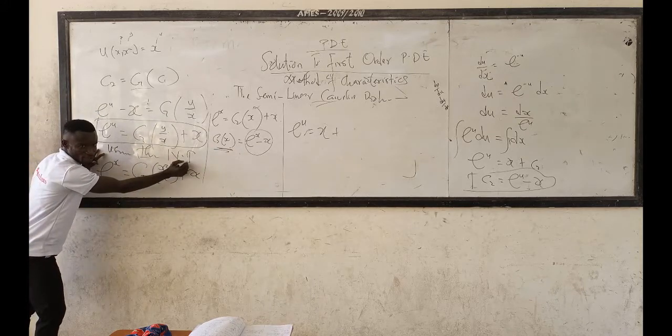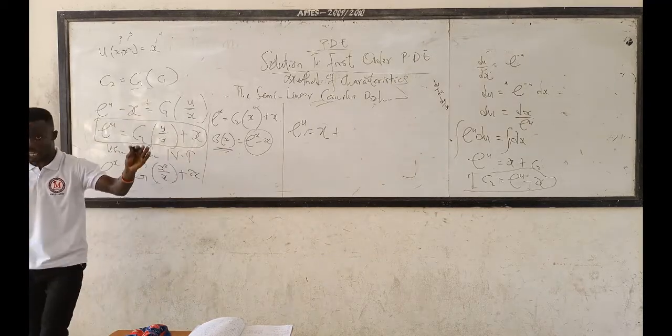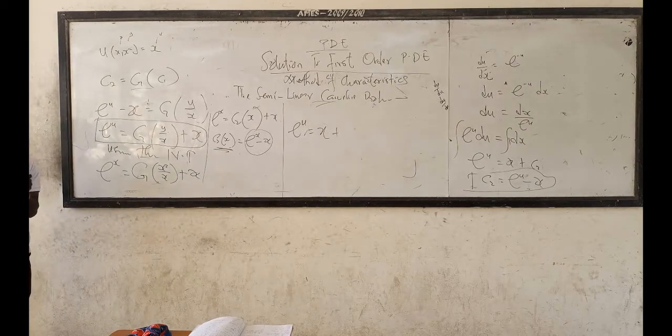Here we are applying the IDP. That is finding g of x. I hope you are all clear on that. Now we are going to rewrite it. Now we have the g of x.